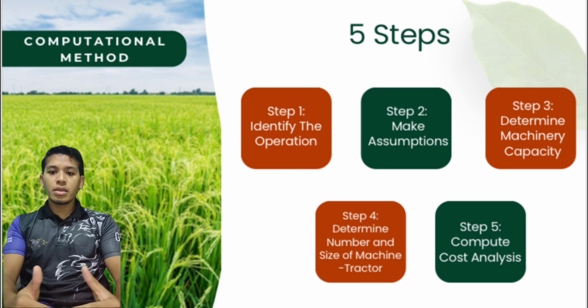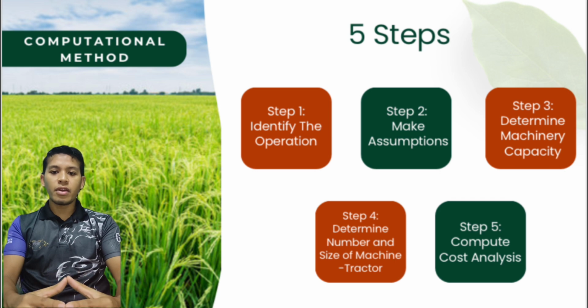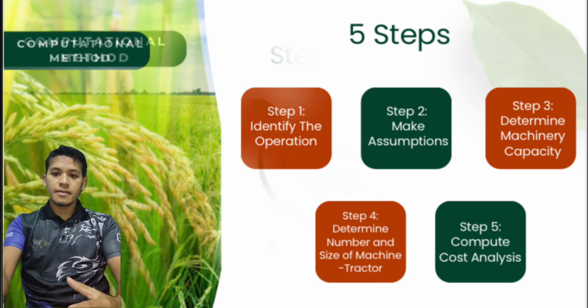Next, we go to the computational method. The computational method has 5 steps. First is identify the operation. Step 2 is make an assumption. Step 3 and 4 determine machinery capacity, number, and size of machine tractor. For step 5 is compute cost analysis.